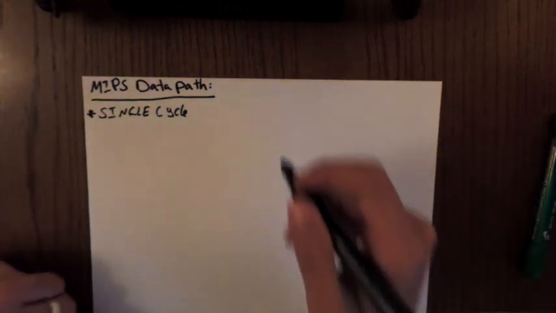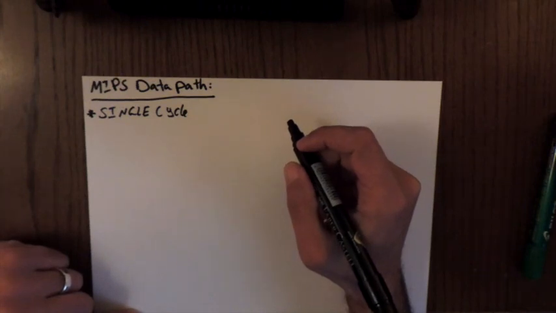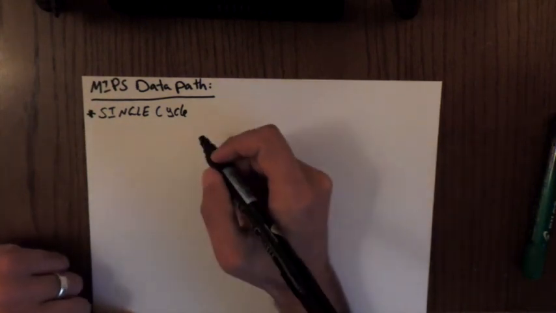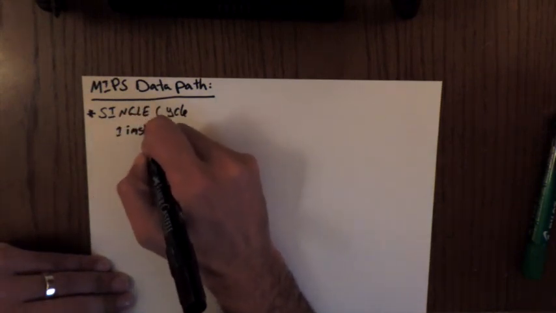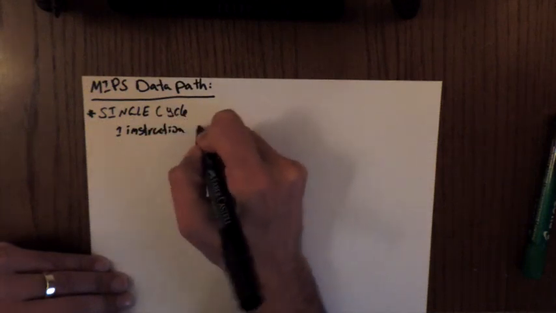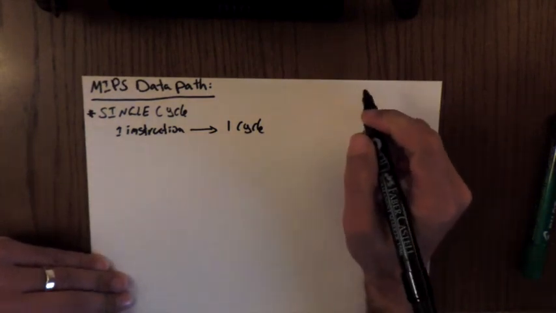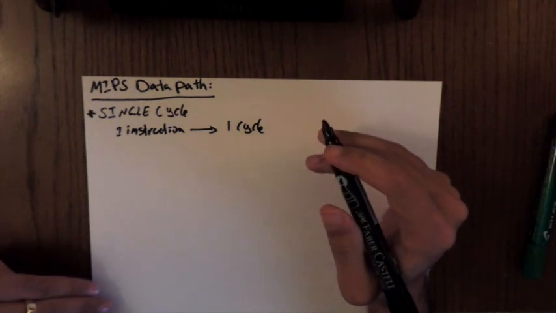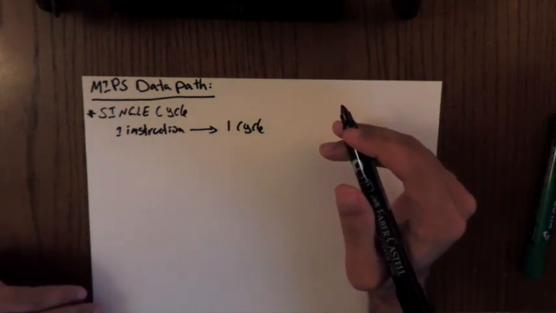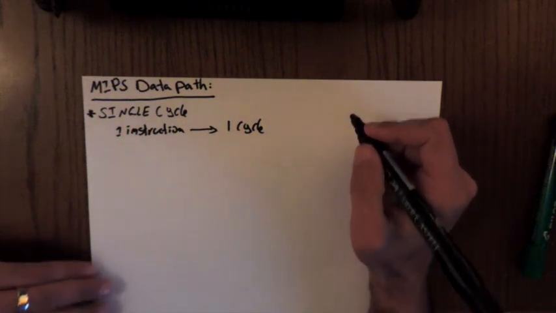Hello everyone, I would like to start today's lecture by discussing the MIPS data path. We're going to discuss the single cycle. This means one instruction will take just one cycle. So this is just a basic understanding of the data path, to understand more later on pipelining and other advanced architecture of the MIPS processor.